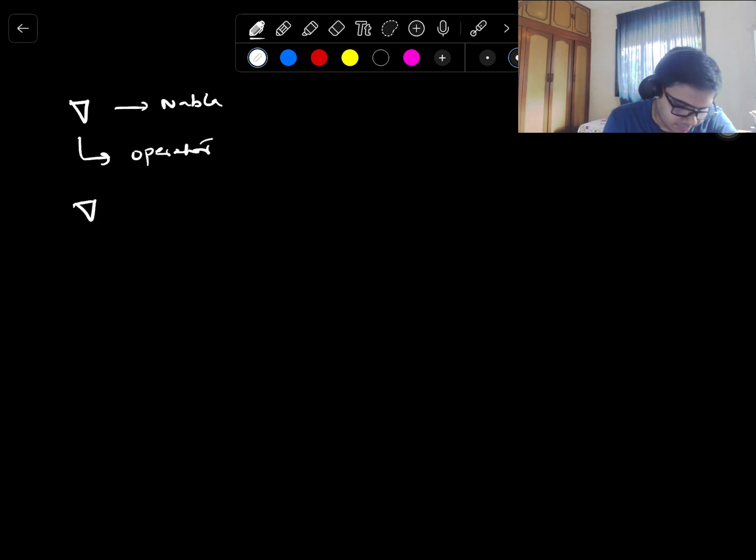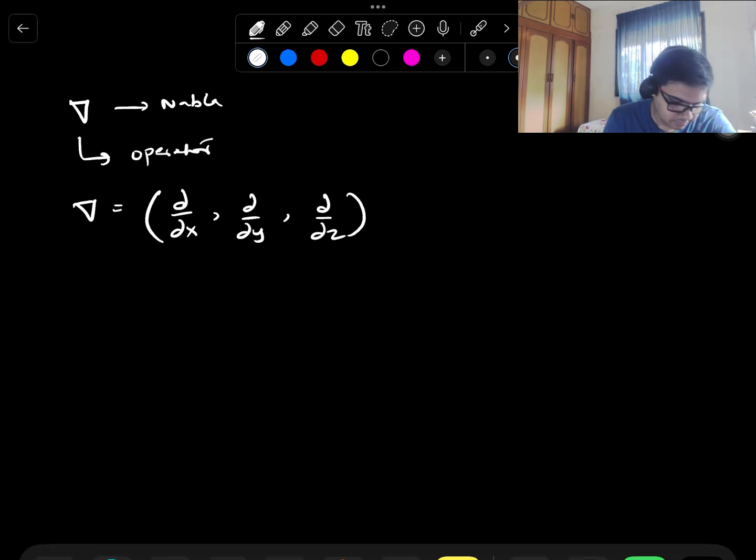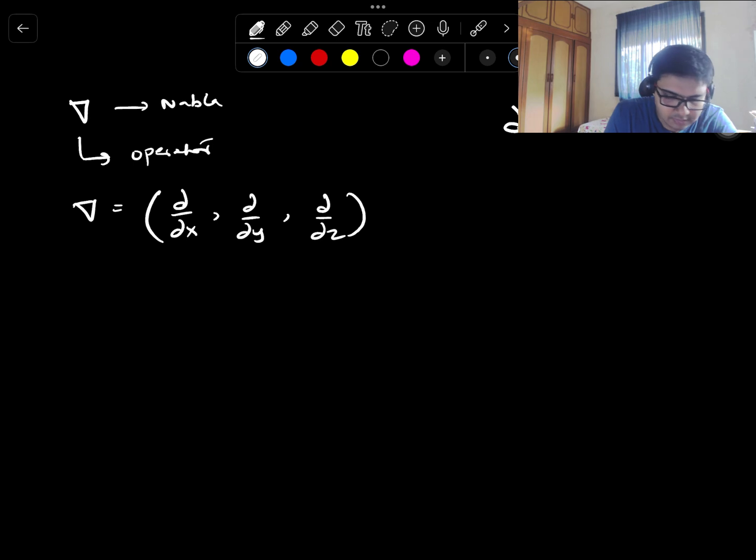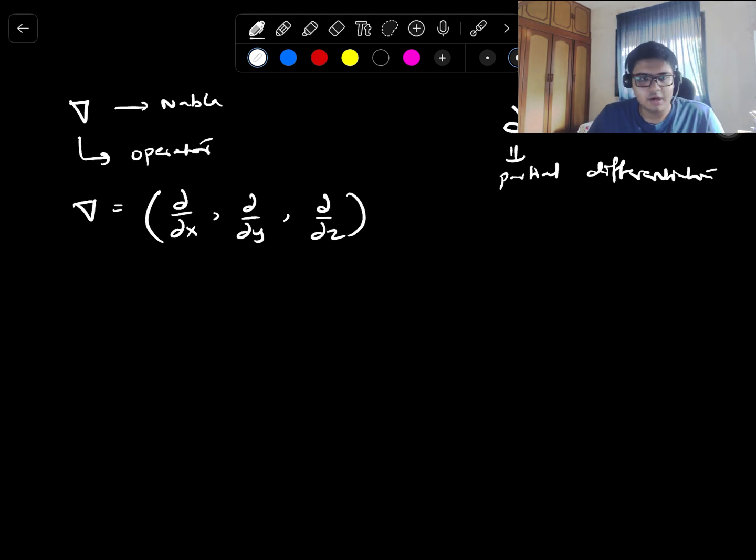This nabla contains these three things: dou by dou x, dou by dou y, and dou by dou z. What do we mean by this? This is dou, which we use for partial differentiation. What do we mean by partial differentiation? In a nutshell, partial differentiation is when we find the derivative of a function with respect to a particular variable, keeping the others constant.